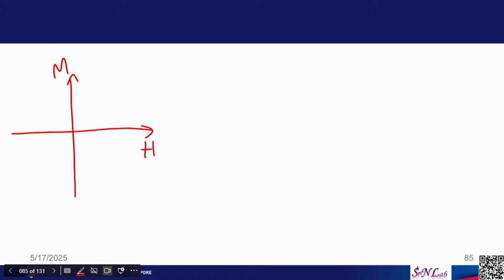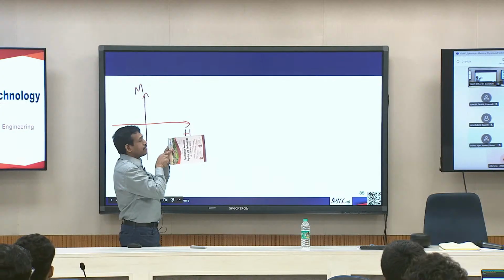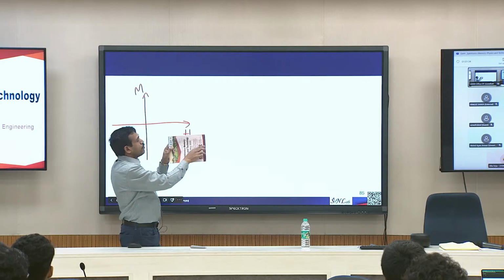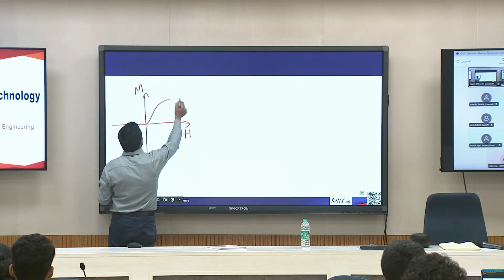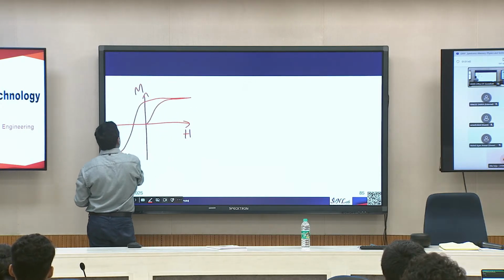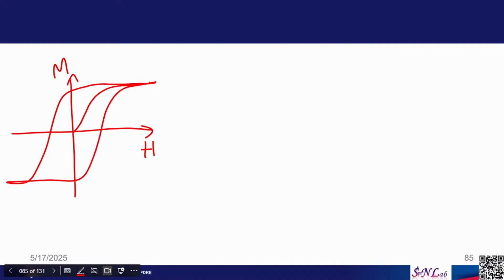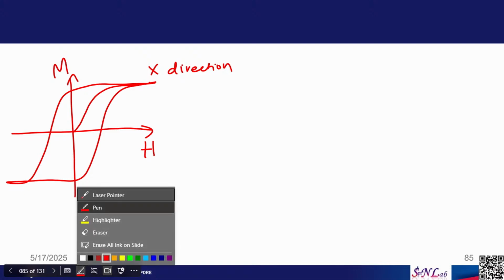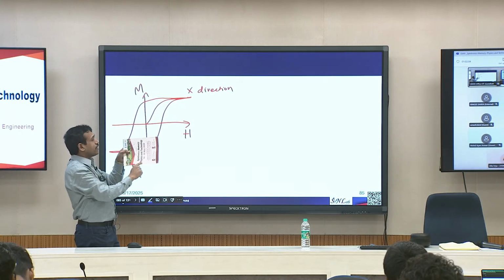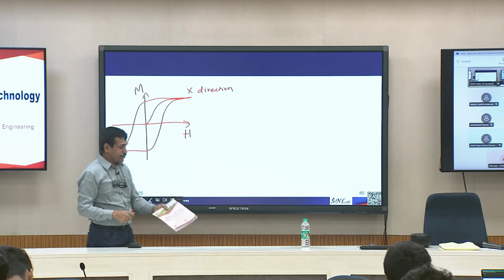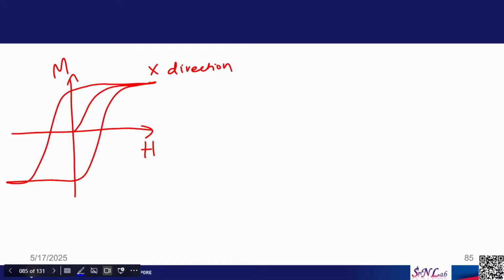Let us say I am applying a magnetic field along the x direction, and I am measuring the magnetization as a function of field. Let us say it goes like this. Now I am doing the same measurement on the same sample, but applying the magnetic field along the y direction, which is along the shorter length.